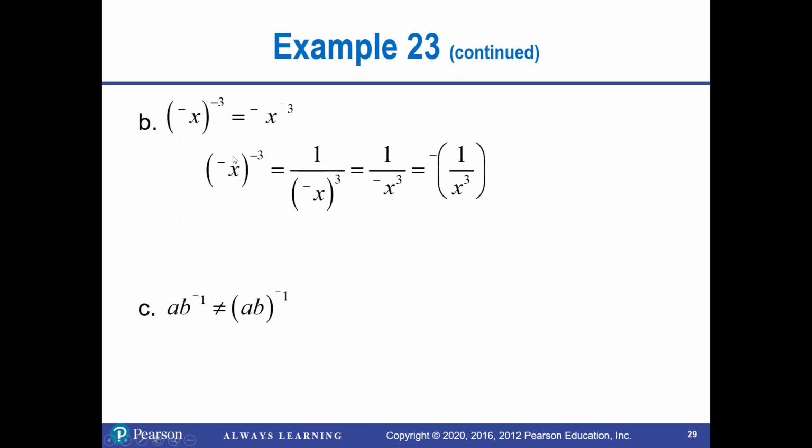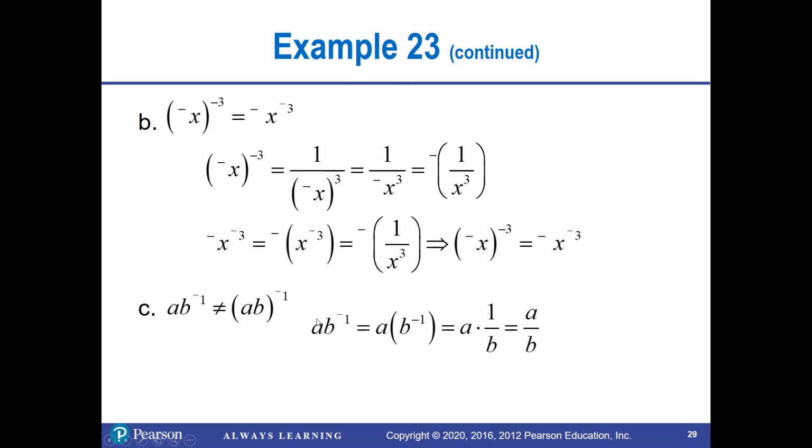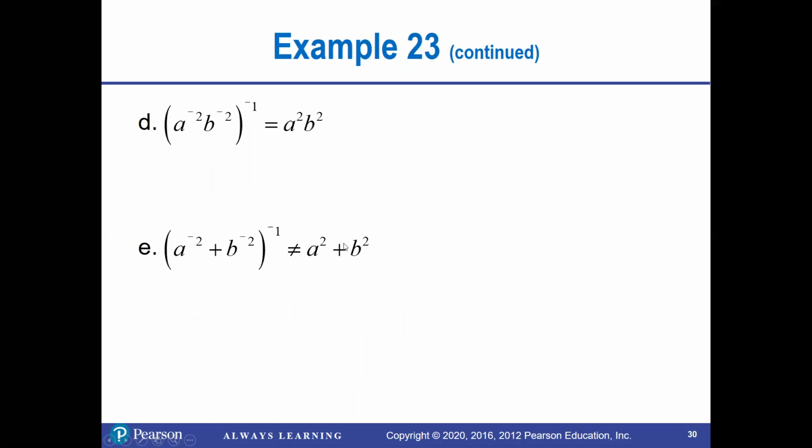All right, so that just kind of goes through that same problem. AB to the negative 1 is not equal to AB all to the negative 1. Why? Because of the parentheses. The negative 1 here only goes with the B. The negative 1 here goes with A and B. Hence why they're not equal to each other. All right, so how do we deal with these? Well, let's take some examples here.